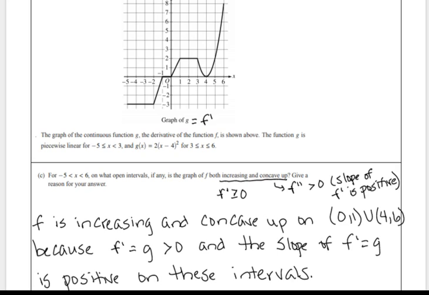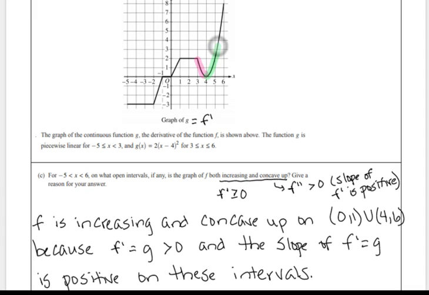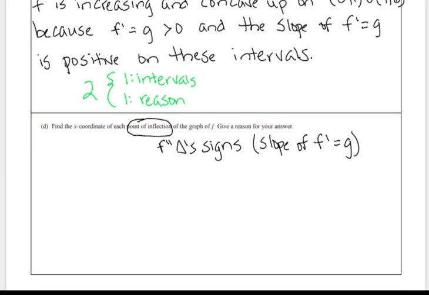Well, it's 0, then positive, then 0, then positive, then 0. But then from here to here, it's negative. The slope is negative. And then the slope changes to positive. That's the only place on the graph that the slope actually changes sign. So it's at x equals 4. So x equals 4 is a point of inflection.